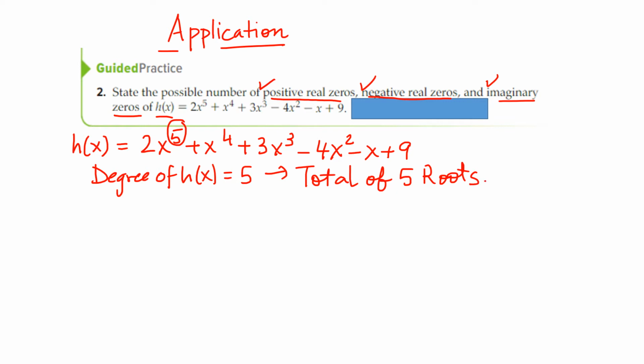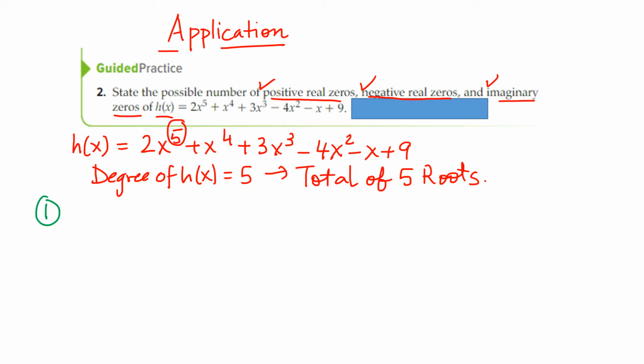Now some of these roots might be real, some of them might be imaginary, some might be positive, some might be negative. So that is what we have to find now using the Descartes' rule. So let's do it. For step 1, we have to notice how many times the sign is changing in the coefficients.